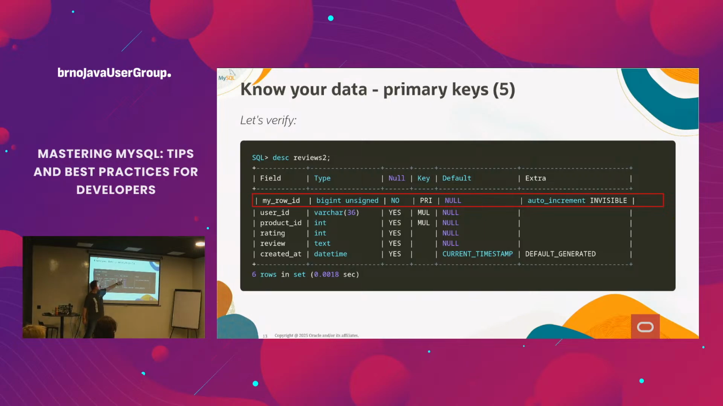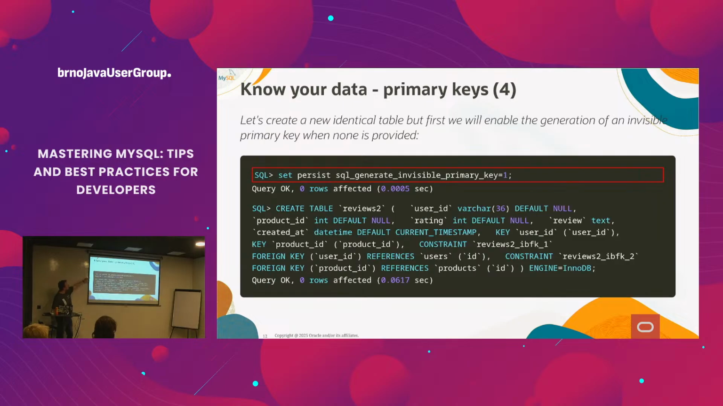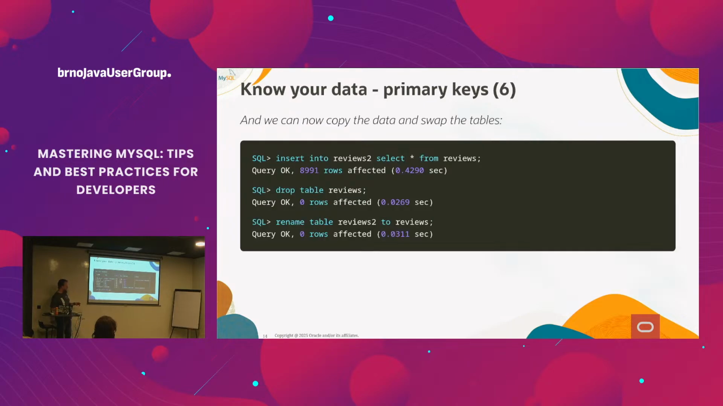It's primary key, and it is invisible, auto increment. So this is the best primary key we can have. And now we have done this. If we really want to change the table we had before, because when we do this here, set persist, it means that only the new tables will have this primary key created if we don't specify it. But all the legacy we have already done in the database, MySQL won't change it.